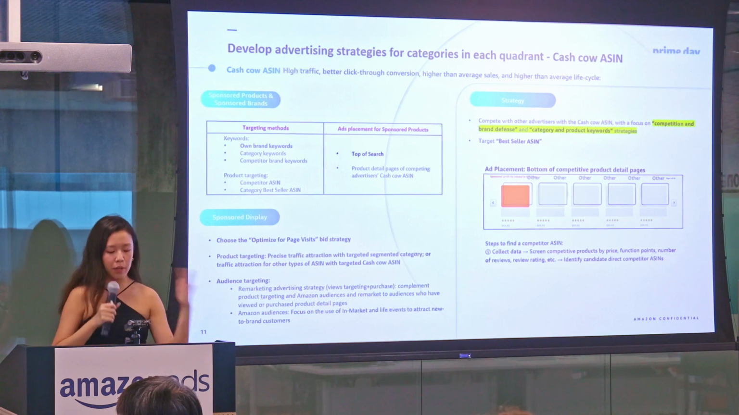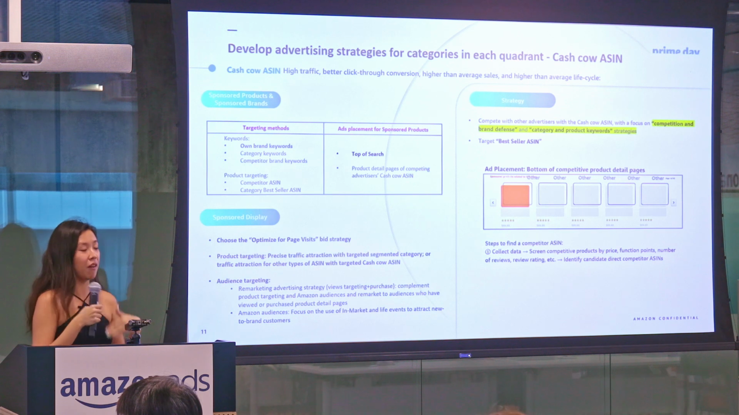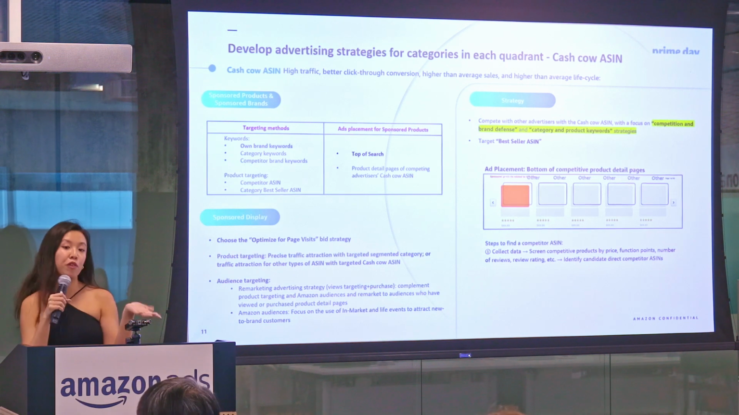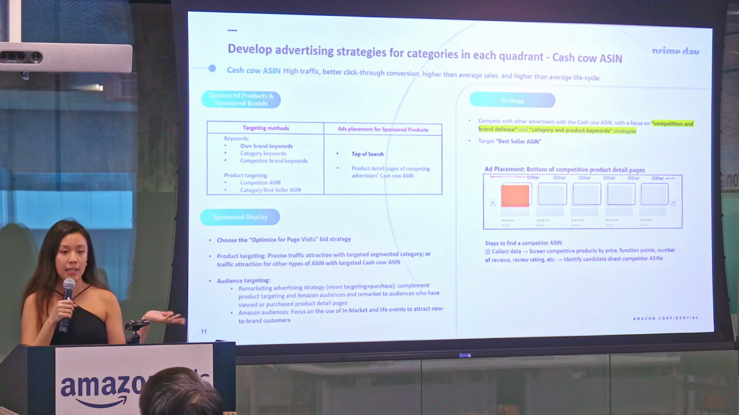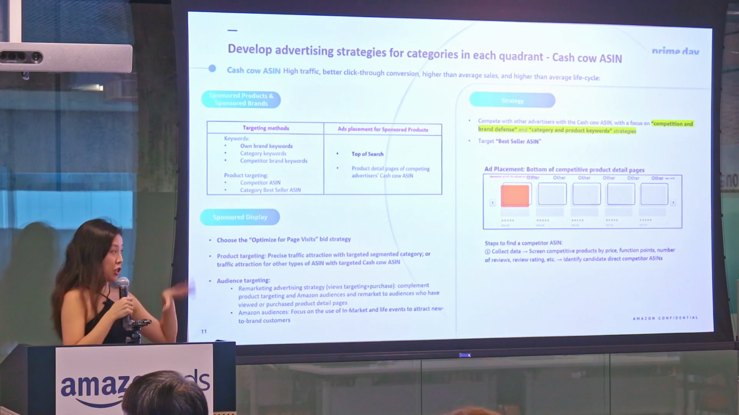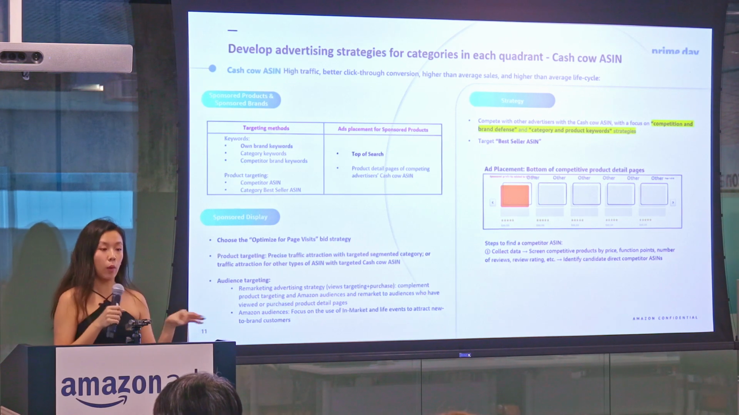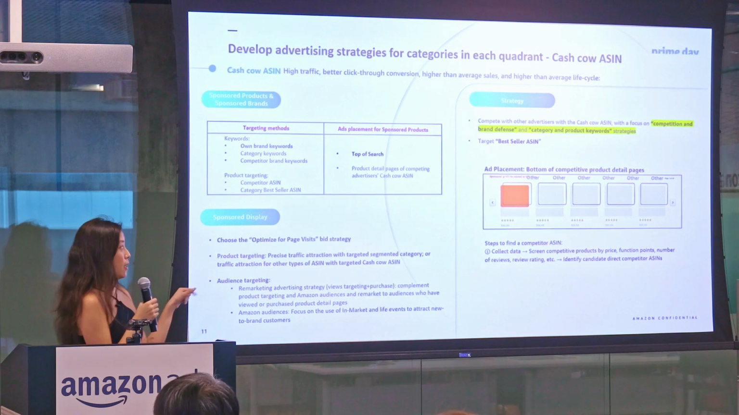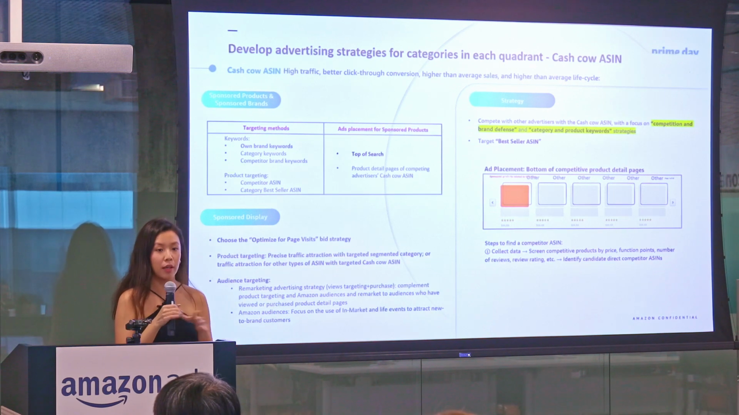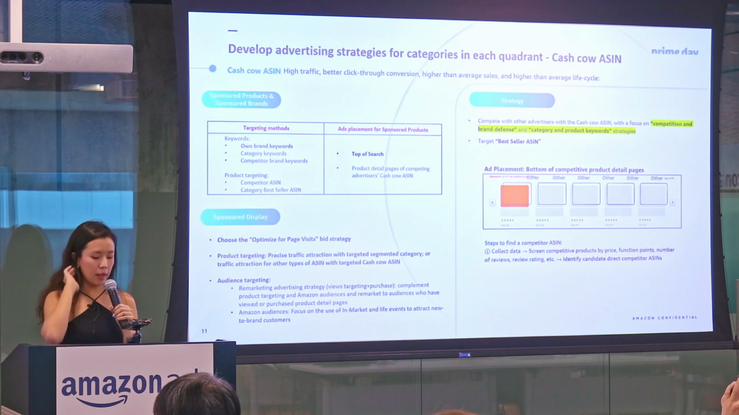And then, of course, here you want to choose sponsored display again. Optimize for page visits, and target your audiences again, like remarket to your audience. Since it's a stable, longer-standing product, it means you have audiences that have bought this product before. You can remind them to repurchase this product. And definitely, for top of search, since this is your bestseller ASIN, you can increase your bids in terms of top of search placement as well, especially if you know that this placement is what's working for you.